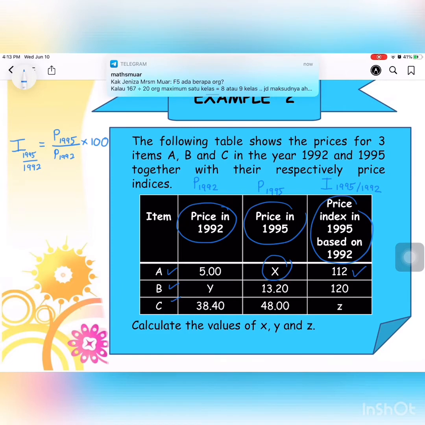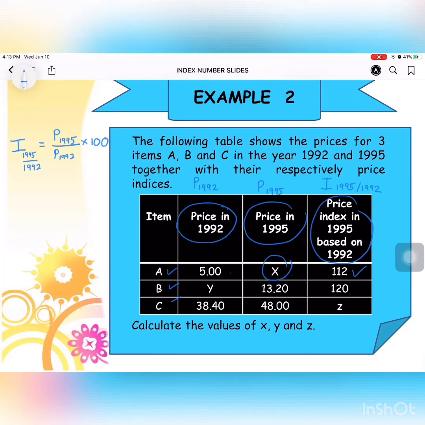So in this case, we have 5 ringgit. We don't know this. We have the price index for 1995 based on 1992. For item B, we don't have the price in 1992, but we have the price in 1995 and we have the price index as well. For item C, we have both the price for 1992 and 1995, but we don't have the price index.